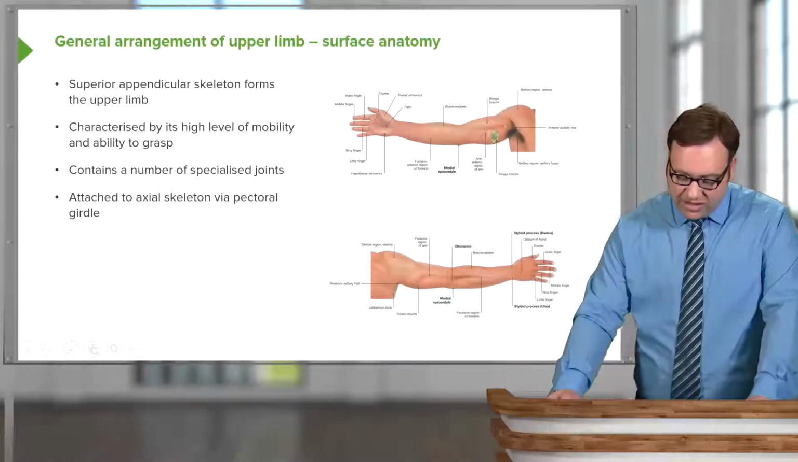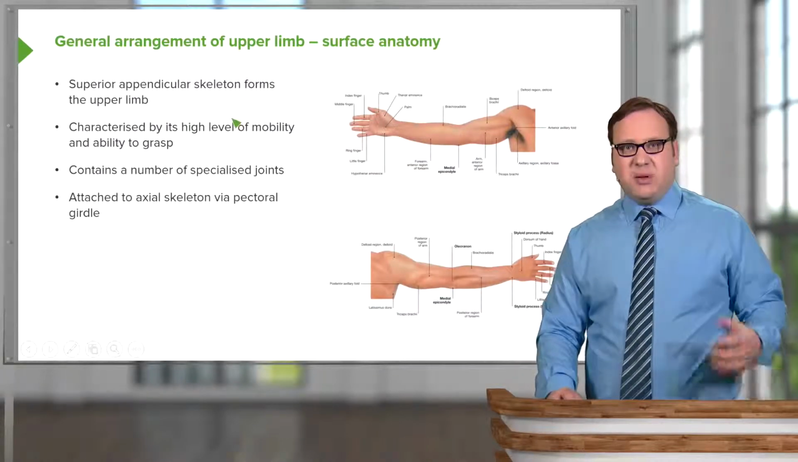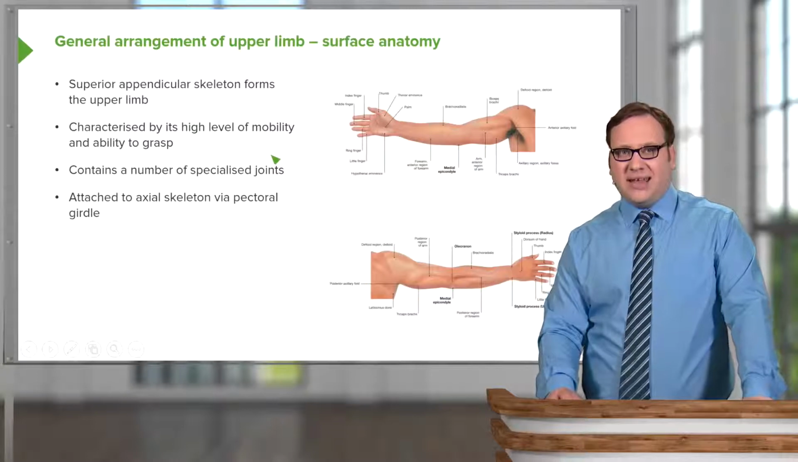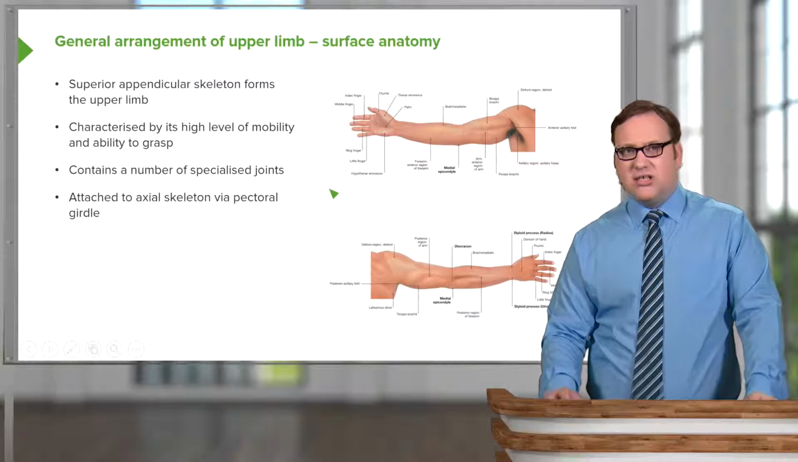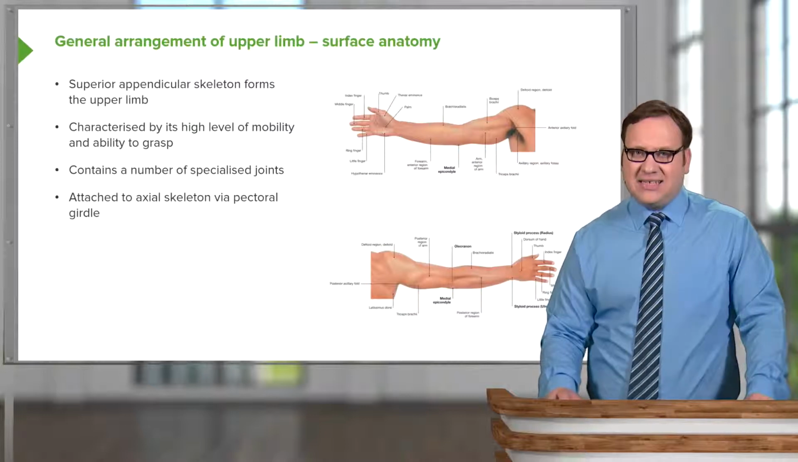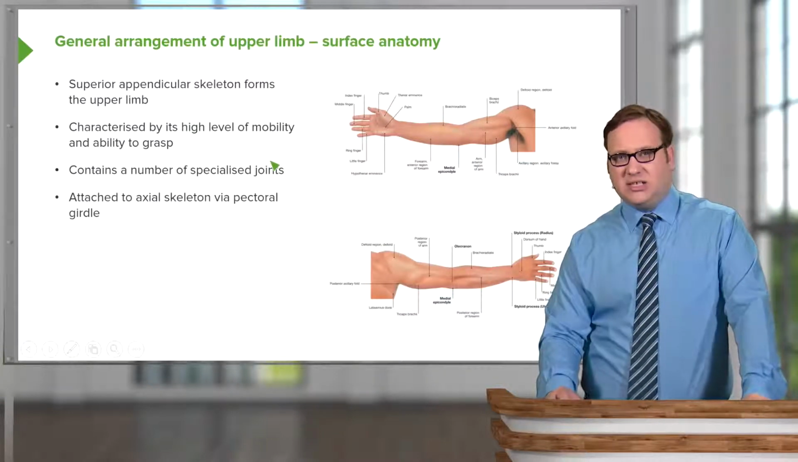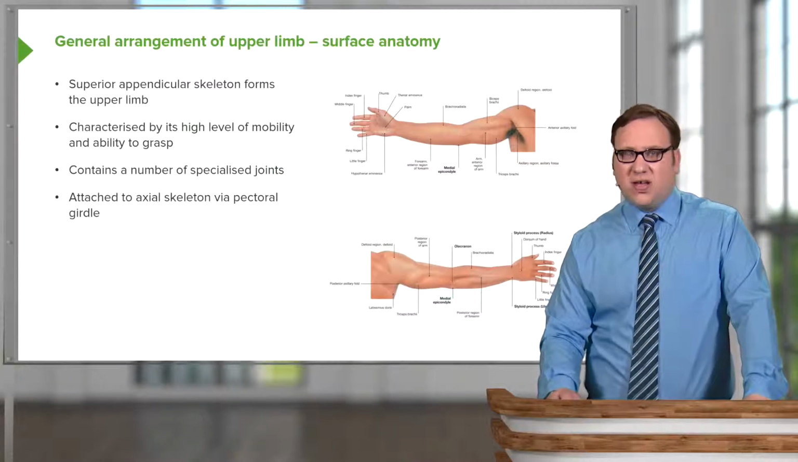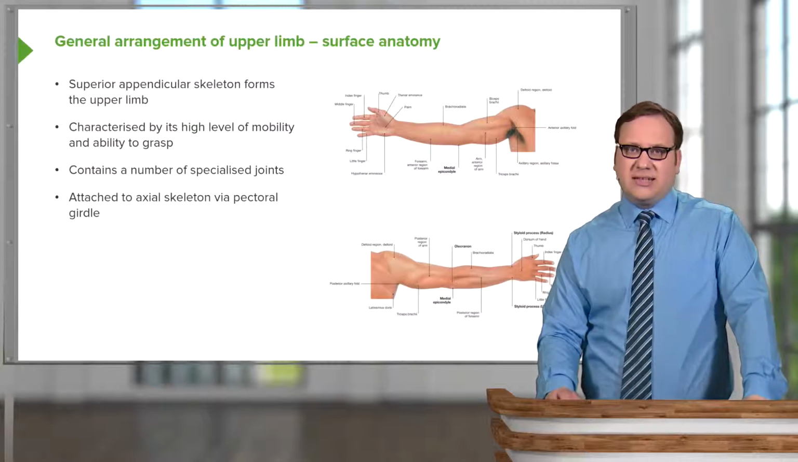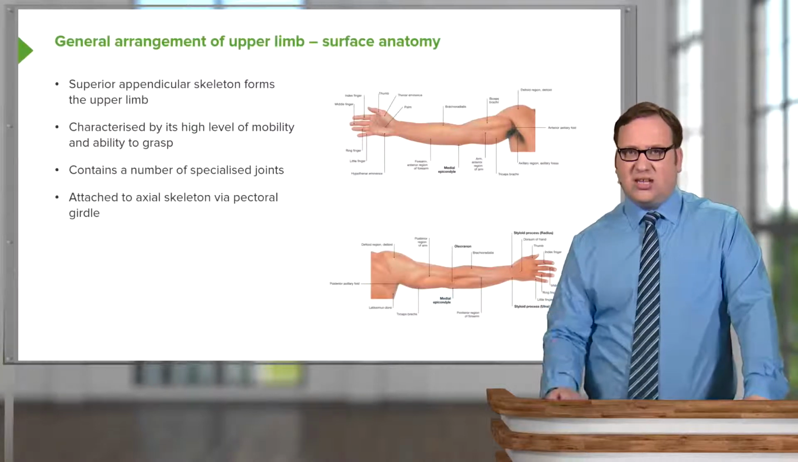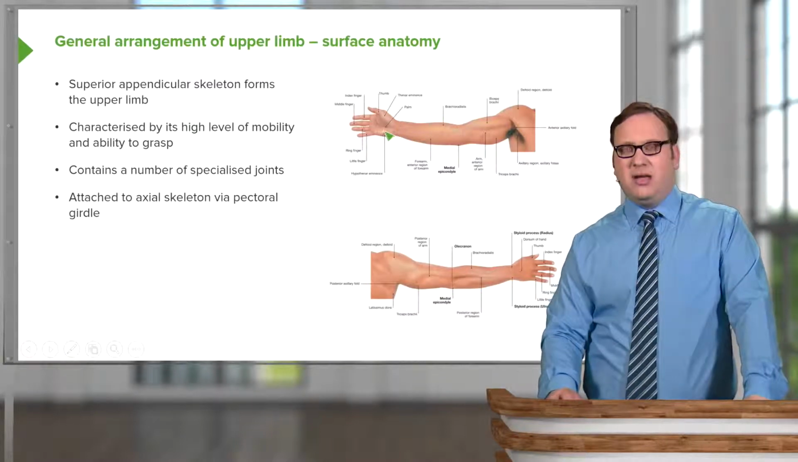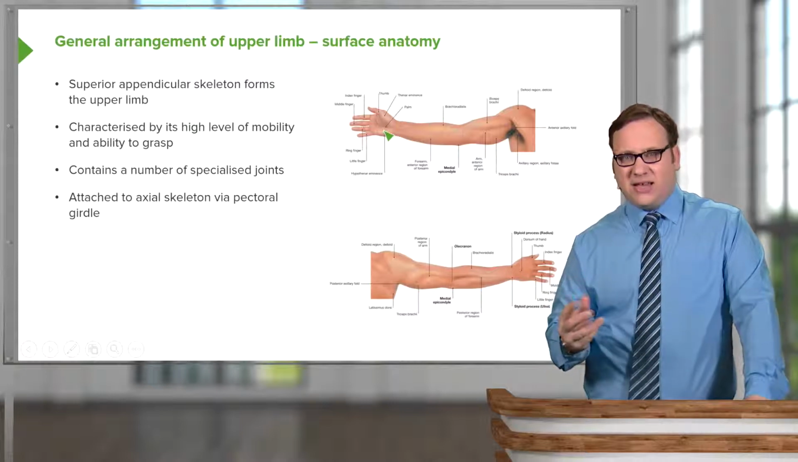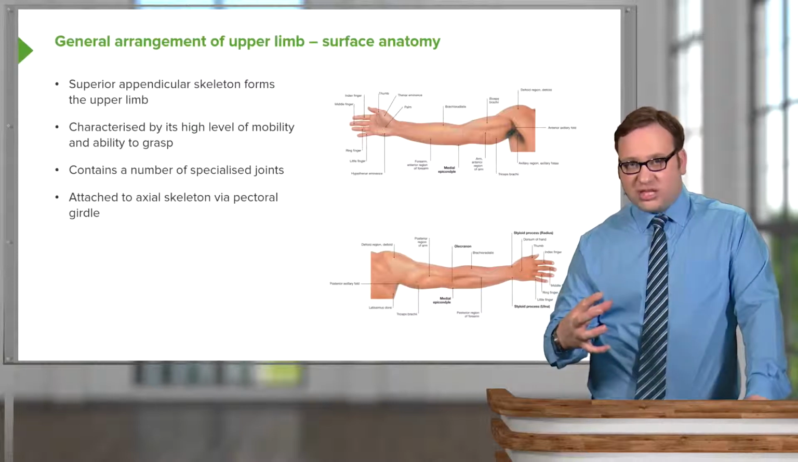So this region that we can see here on the slide is part of the superior appendicular skeleton, and it forms the upper limb. The upper limb is important because it has a high level of mobility, which is given to it via the pectoral girdle, which we'll see in a few slides' time. It's also characterized by its ability to grasp structures. The hand is a really important structure at the distal end of the upper limb, and its ability to manipulate the fingers to hold and to grasp structures.